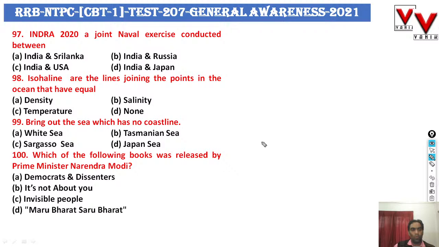Now we are going to discuss 99. Name the sea which has no coastline. That is the Sargasso Sea. The Sargasso Sea has no coastline, so the right answer is C only.